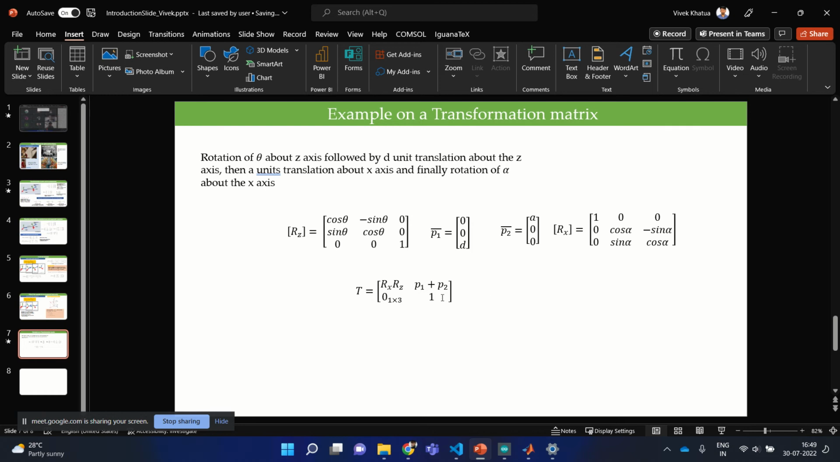You can do it in different manners. You can perform translation first, sorry, rotation first. You multiply this rotation matrix with P1.